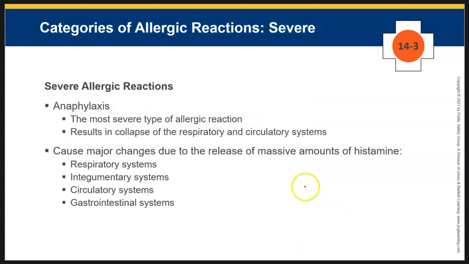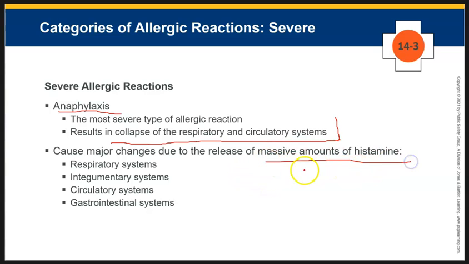Now, severe allergic reaction is called anaphylaxis. This results in the collapse of the respiratory and circulatory systems. It's a form of distributive shock. These major changes are due to massive amounts of histamine entering the body, and so it has a response on the gastrointestinal system, both the respiratory and circulatory systems, and our skin.